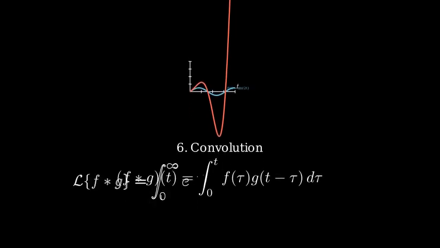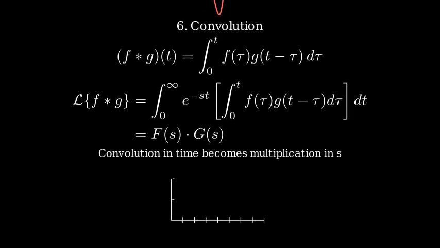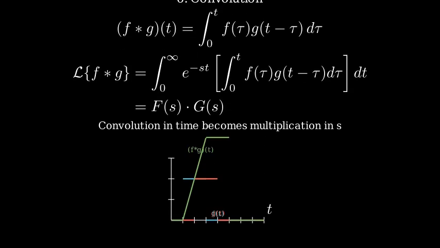Property 6, convolution. By definition, the convolution f star g of t equals the integral from 0 to t of f(tau) times g(t minus tau) d tau. Then, the Laplace transform of f star g equals F(s) times G(s). Convolution in time becomes multiplication in s.